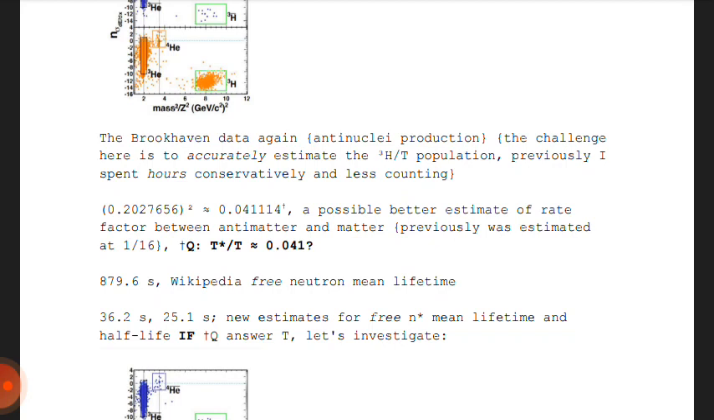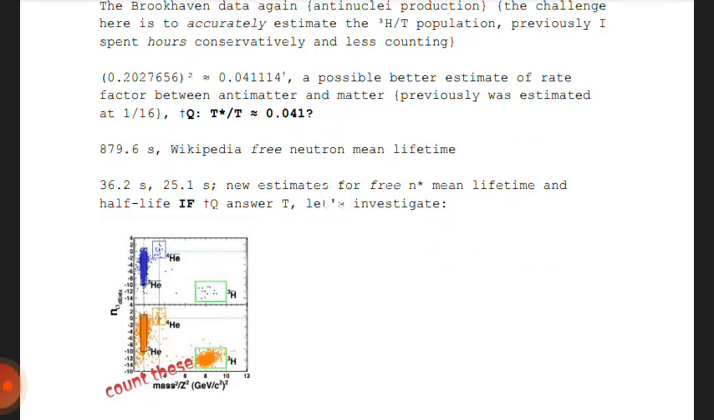Here I interject the statement from Wikipedia that the free neutron mean lifetime is what? Approximately 880 seconds. And then make a prediction based on 0.041: approximately 36 seconds and 25 seconds, new estimates for free antineutron mean lifetime and half-life, if the question answers truly. Let's investigate.